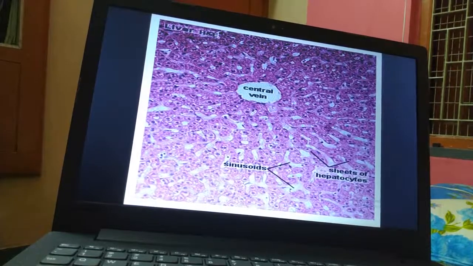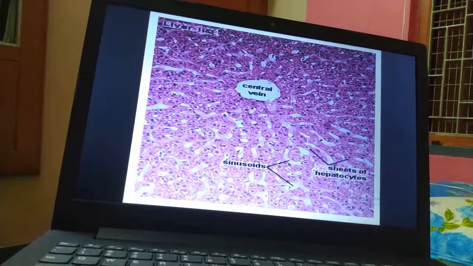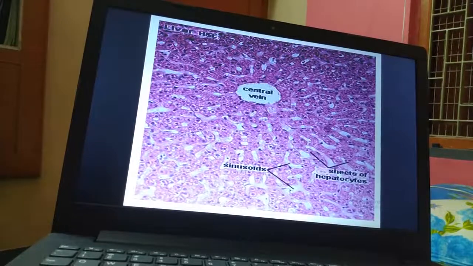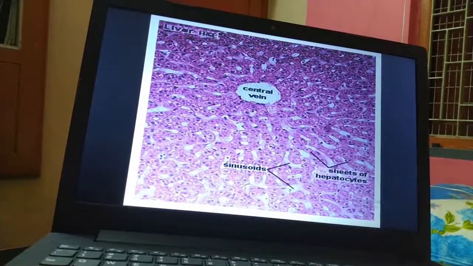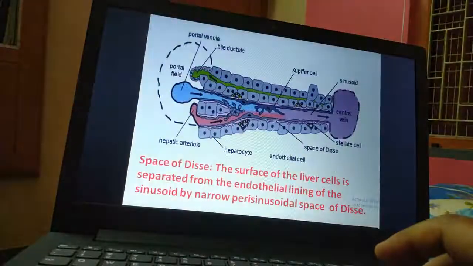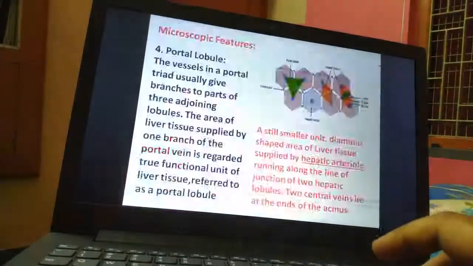Each such area contains a branch of the portal vein, a branch of the hepatic artery, and the interlobular bile duct. These three constitute the portal triad. The identification of the hepatic lobule and the portal triad is enough to recognize the liver tissue. In another figure I will show you how you will get this figure.